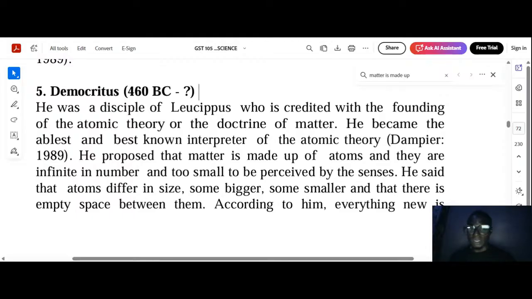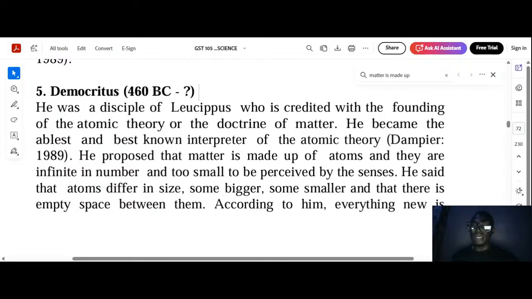Anyways, let's start reading about the man Democritus, which reigned between the year 460 before the birth of Christ, but we don't actually know when his reign ended, but we know when he began reigning in 460 before Christ. That was when he started reigning. And about this man, he was a disciple of Leucippus, who is credited with the founding of the atomic theory or the doctrine of matter.